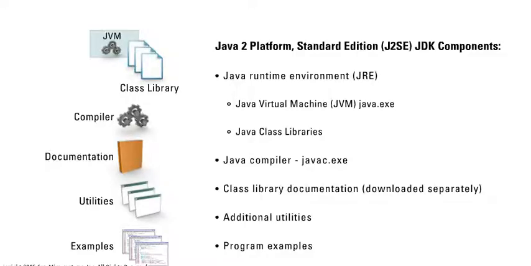Now the JRE is also a separate download, so if all you want to do is run applications, you can download the JRE by itself. We also get the Java compiler. This allows us to write and compile Java programs. You can also get the class library documentation, but this comes as a separate download. And lastly, the JDK comes with some utilities and some program examples to help us learn Java programming.